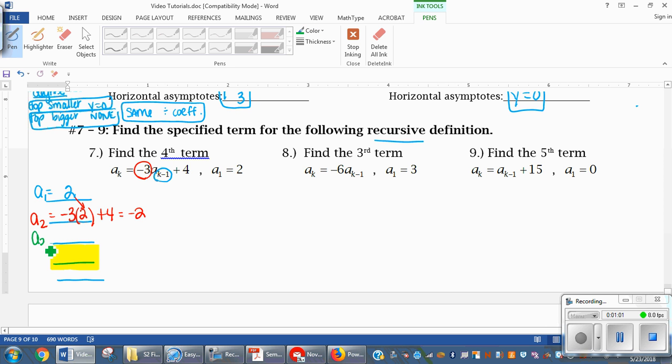In the third term, we're building off of this previous answer right here. So negative 3, this time the previous answer was negative 2 plus 4. So 2 negatives make a positive 6 plus 4 is 10.